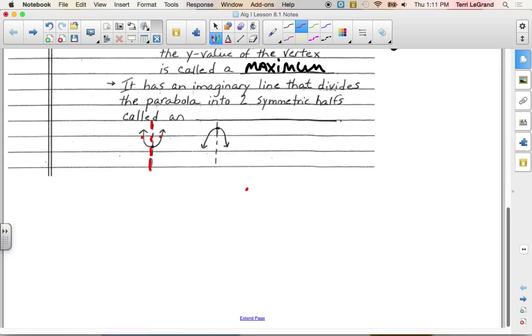Anybody know what that imaginary line is called? Equator. It's not called the equator, but on the earth it is. But do we have symmetric cities on the earth? Not really, but we do have symmetric locations probably on the graph. If it's not an equator, it's three words. Axis of symmetry.